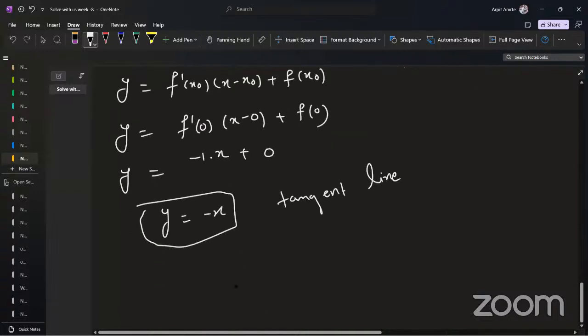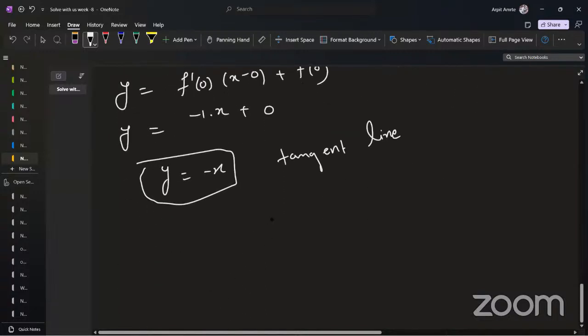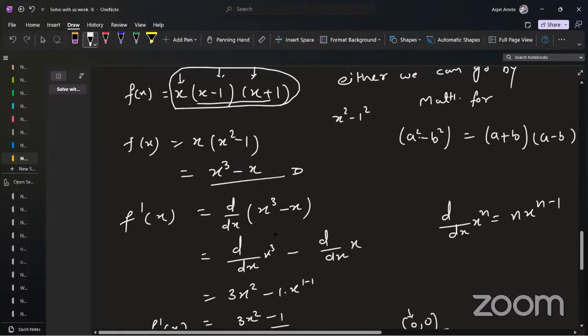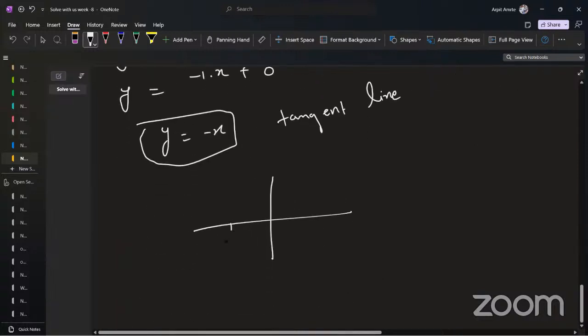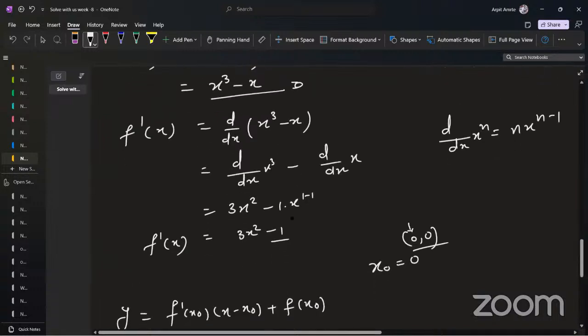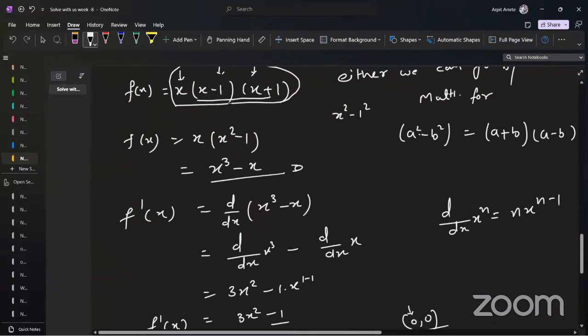Now for seeing the graph, how will I see? We already have this function in root form, right? So see what the roots are: minus 1, 0 and 1. Now observe in this function, if I take any value greater than 1, this function will be positive only, right? This function will be positive.